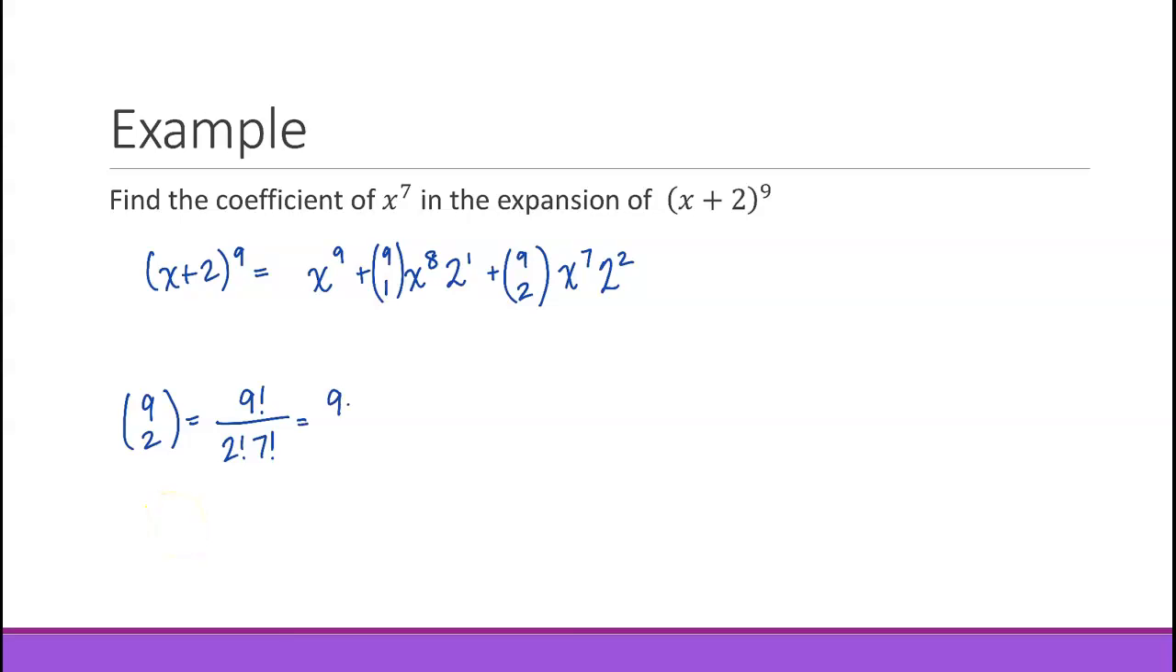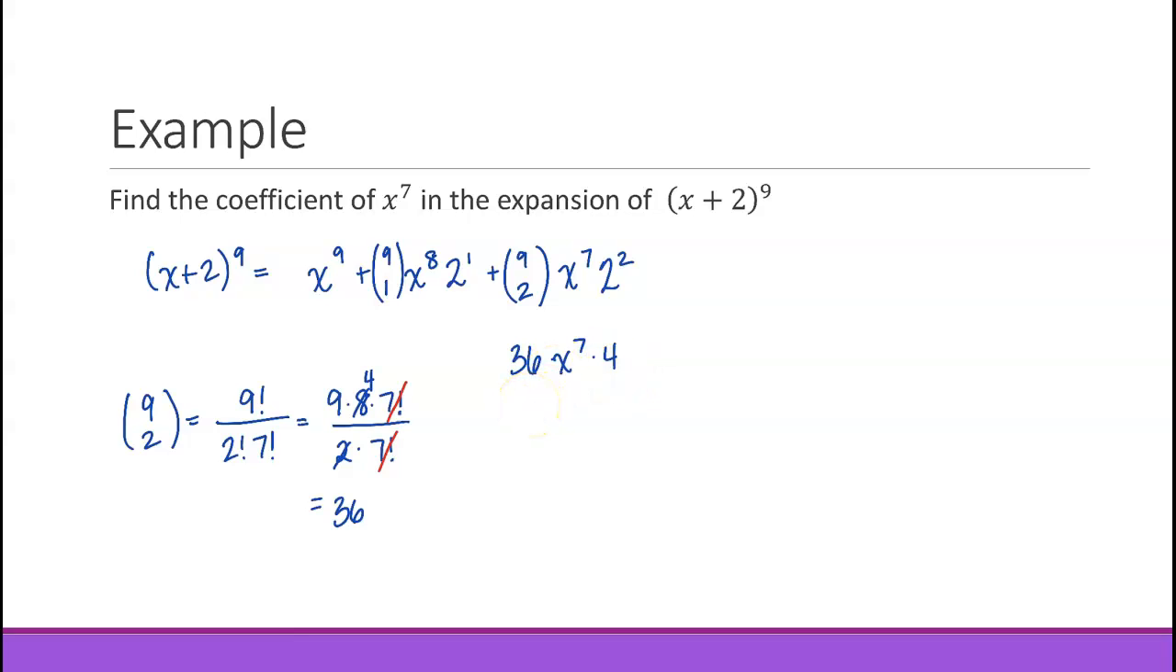And here I'm going to go ahead and start putting 9 times 8 times 7 factorial. I'm going to stop at 7 because there's a 7 on the bottom with a factorial. So we have 2 times 7 factorial. Those are going to cancel. And here, we can cancel a 2 into 8 4 times, so 9 times 4 is 36. So 9 choose 2 is 36. Then we have x to the 7th times 4, right? So the coefficient of x to the 7th is going to be 36 times 4.